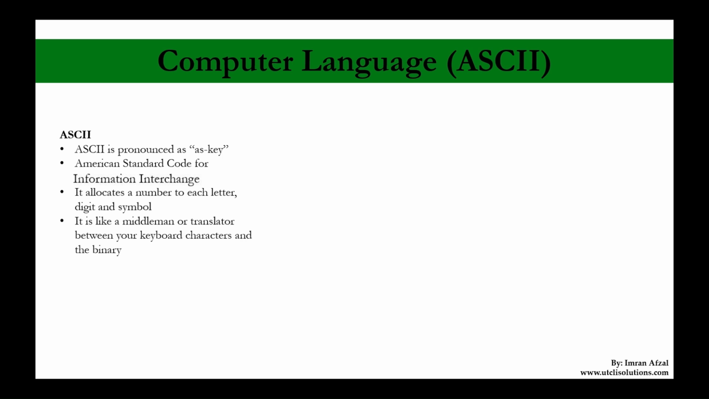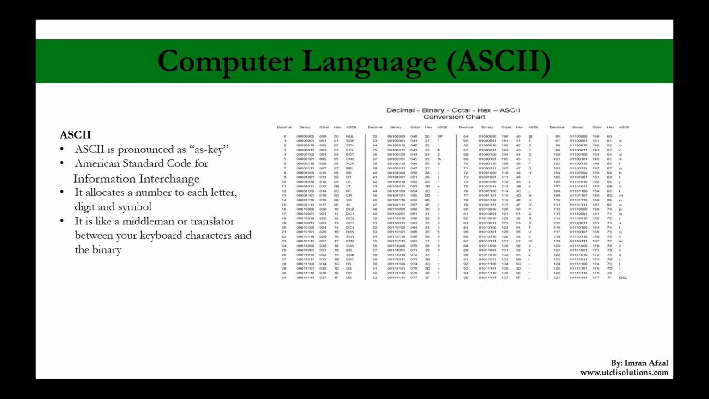So they were sitting there, they said, you know what? There are so many computers that we are building back in the 1960s, and they communicate in different ways. We need to come up with a standard, and they came up with the standard. And now they said we will assign a number to each character, and then that number will be translated into binary. So let's look at this chart.